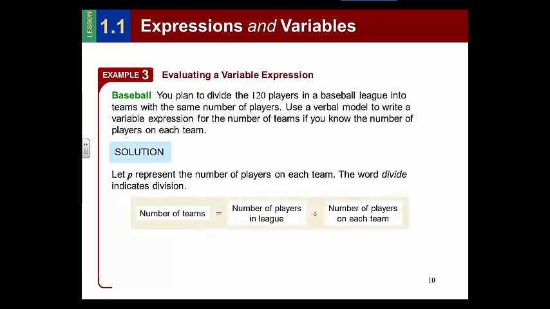So the number of teams equals the number of players in the league divided by the number of players on each team. Since we know the number of players in the league is 120, we divide that by P, which represents the number of players on each team. So the number of teams is 120 divided by P.